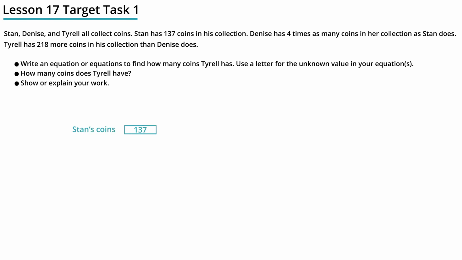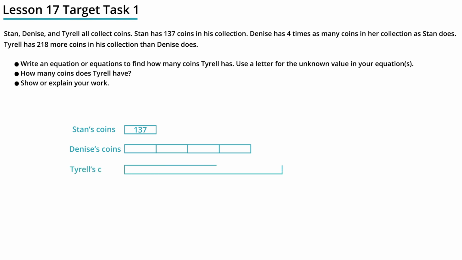They draw a tape to represent the number of coins Stan has, 137. Since Denise has 4 times as many coins, they draw a tape that is 4 times as big as the tape they drew to represent Stan's coins. Next, since Tyrell has 218 more coins than Denise, they draw a bigger tape than Denise's and mark the additional length with the quantity 218. We can mark this final tape with a letter, such as T, to represent the unknown we're trying to solve for.